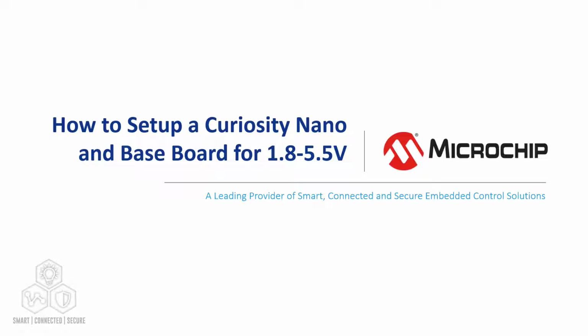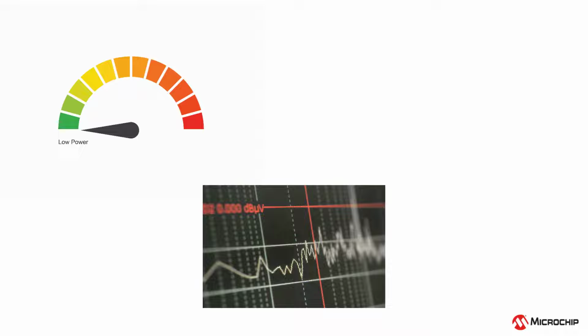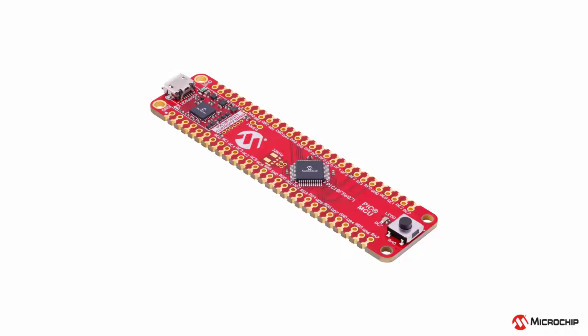A common feature for many PIC and AVR microcontrollers is supporting a voltage range between 1.8 and 5.5 volts. This feature is desirable for numerous reasons, as users may wish to lower their voltage to reduce power consumption, raise it to improve their noise floor in certain operations, or just match the microcontroller to the voltage of another part of their design. Whatever your reason may be, the Curiosity development platform can be adjusted to suit your needs.